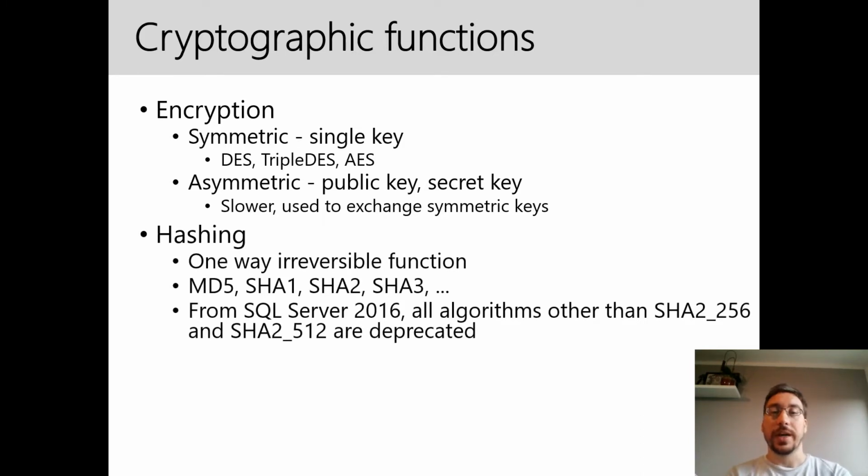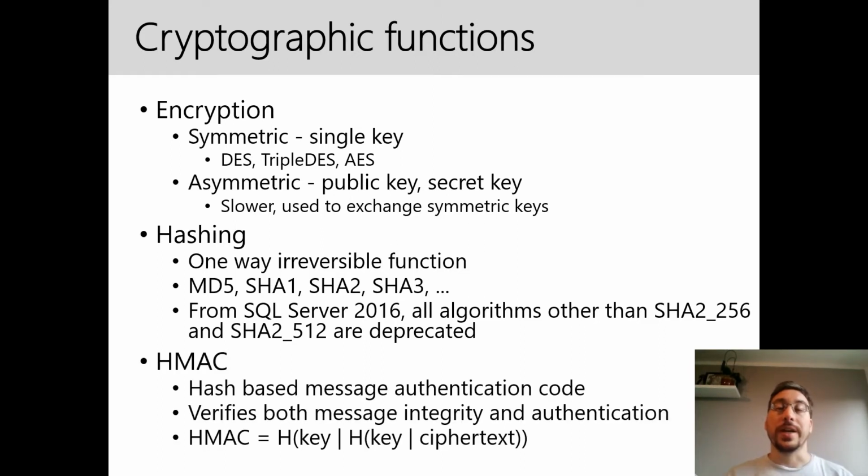Then we have something called hashing. Now, hashing is a one-way irreversible function, unlike encryption, which is a two-way function that can be reversed. There are also quite a few algorithms out there for hashing, like MD5, SHA-1, SHA-2, SHA-3. However, from SQL Server 2016 onwards, all algorithms other than SHA-2 are deprecated. So basically, if you're using anything like MD5 or SHA-1, you should think about changing that, because in future versions of SQL Server, they might not be supported anymore.